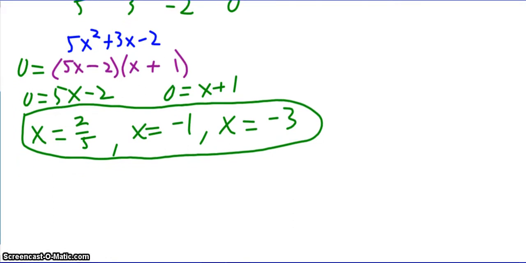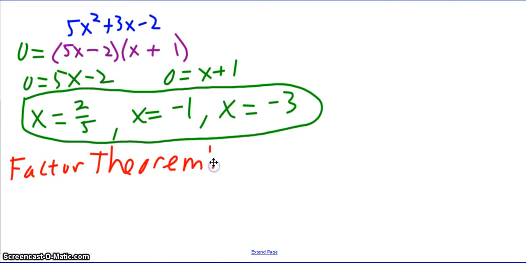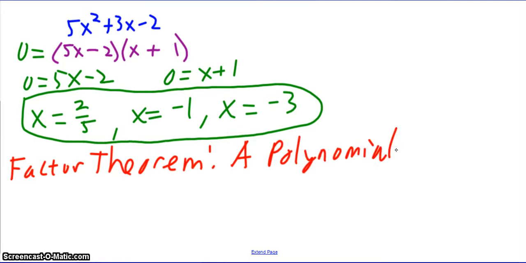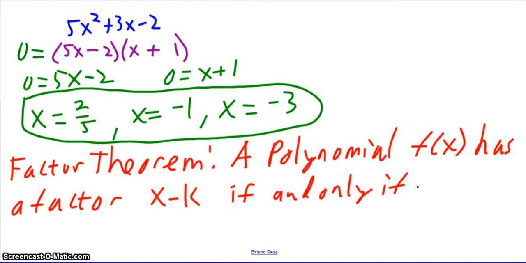This leads us to another theorem that I mentioned in part 1, and that is called the Factor Theorem. The Factor Theorem says a polynomial f of x has a factor x minus k if and only if f of k equals 0.